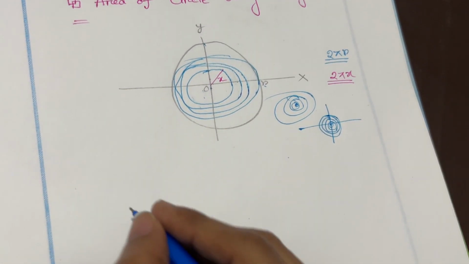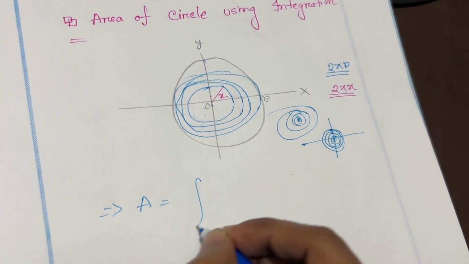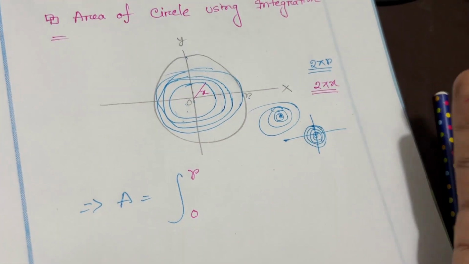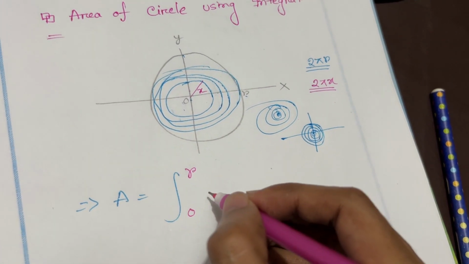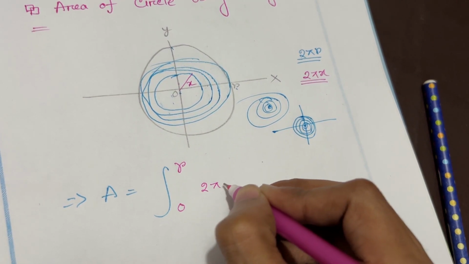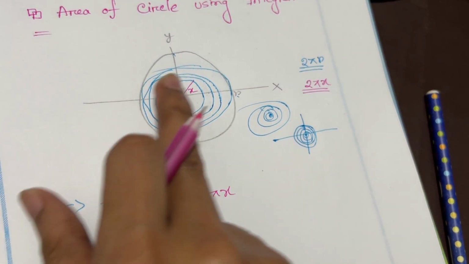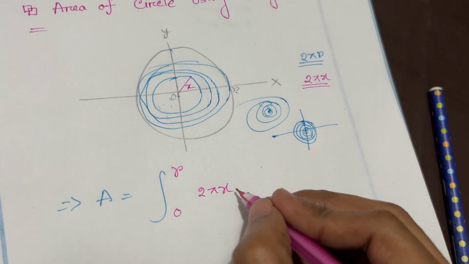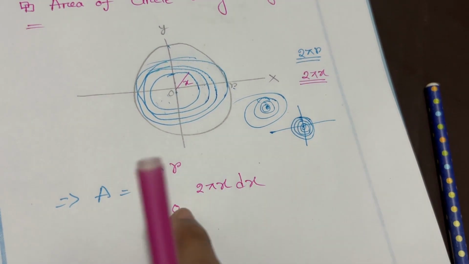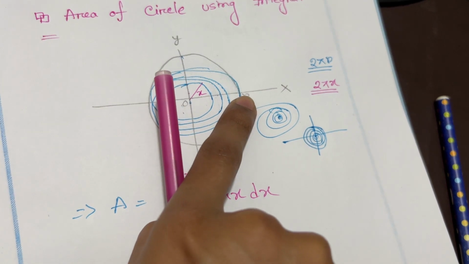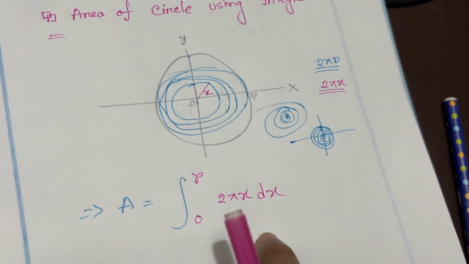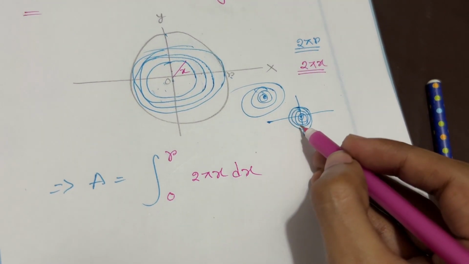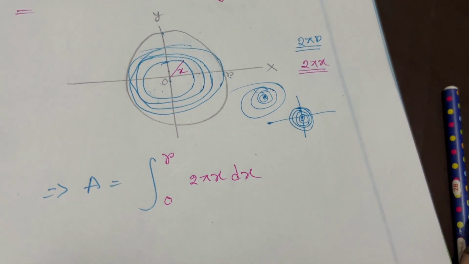So what should be the area? Let me put the limit. It should definitely be 0 to r, up to the radius of your circle, and you need to use twice pi x. This is each individual circle's circumference, and there should be thousands of circles here. So the integral of twice pi x dx from 0 to r. From this position to this position, you need to add all of those circles' circumferences. Only then do you get the total area of this circle. Like this, you are adding all of this stuff, and finally you are getting your ultimate result.